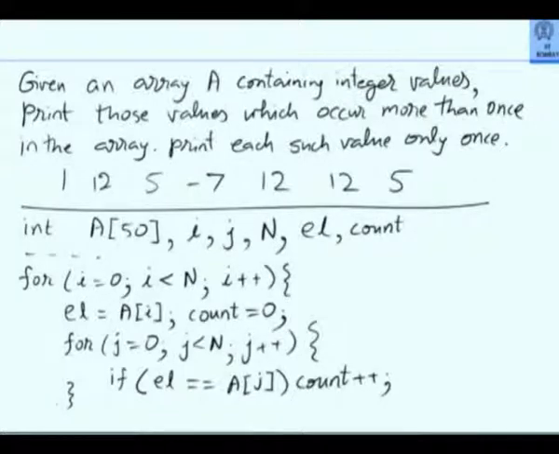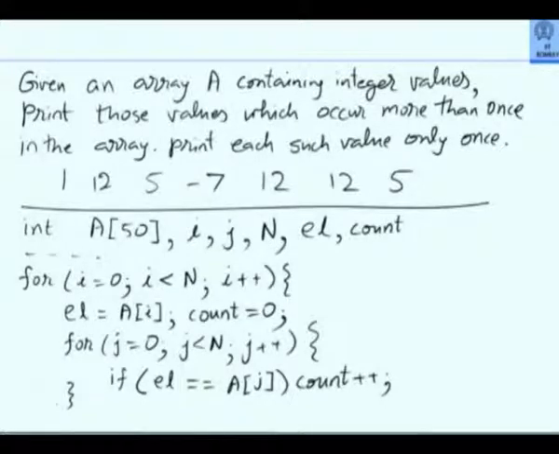I have taken one EL. So for example, suppose I am somewhere in 1, 12, 5, minus 7. Suppose I am at minus 7. My i is 0, 1, 2, 3. For i equal to 3, EL will be what? Minus 7, A[3]. Now with minus 7, I start scanning the entire array for j equal to 0 to 7. So I will check, is minus 7 equal to 1? Is minus 7 equal to 12? Is minus 7 equal to this? So somewhere minus 7 will be equal to minus 7, and count will become 1.